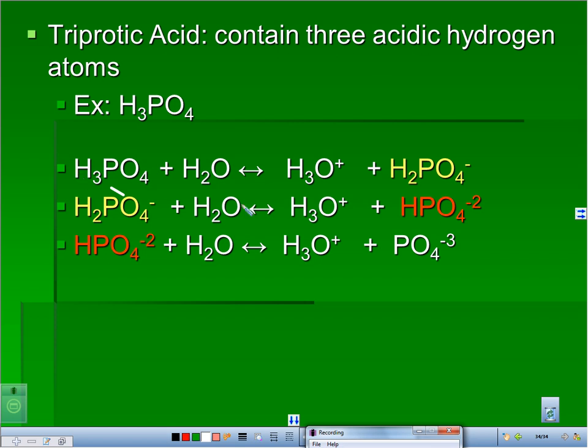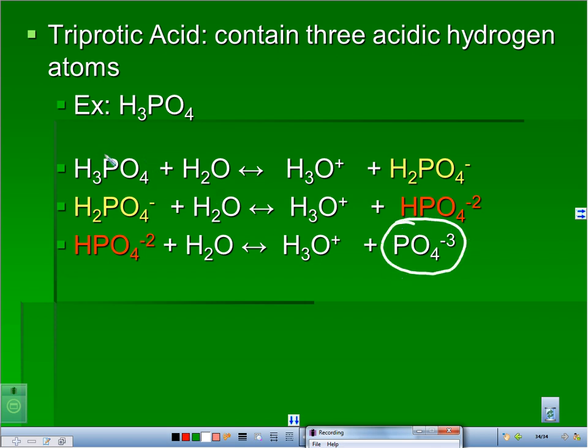Here's what I'm going to see. I would see them all, because some of these are going to break apart, but not all of them. And we're going to make some H2PO4. Now, some of the H2PO4 are going to give up hydrogens, but not all of them. And I'd see some HPO4 2 minus. Some of them will break apart, but not all of them. And I'll see some PO4 3 minus. I would expect to see the least of these guys, however.